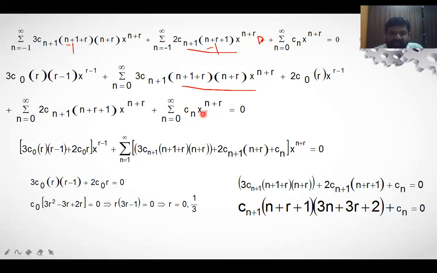Now simplify this. Here x raised to r minus 1 is there, and here also x raised to r minus 1. So take that common, and the remaining is 3c0 r into r minus 1 plus 2c0 r.